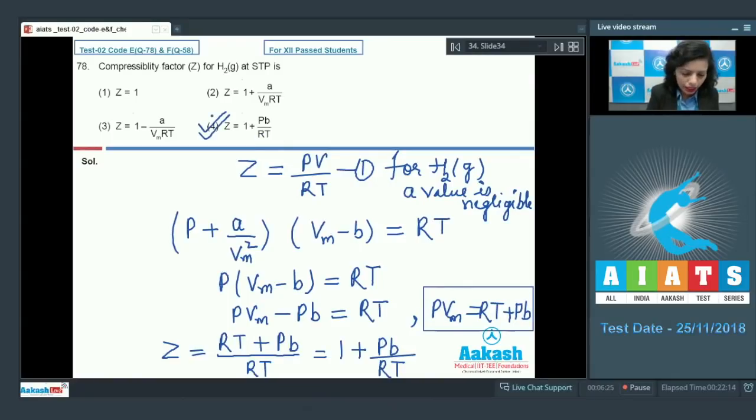And one more clear hint is there, that whenever we talk about hydrogen or helium like gases, always the Z value is more than 1, and the expression we have found out here. So the answer is option 4. I hope this question is clear to you. Now let's move on to the next question.